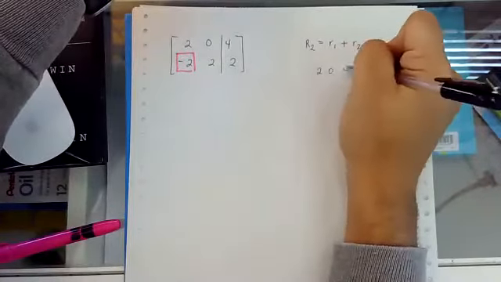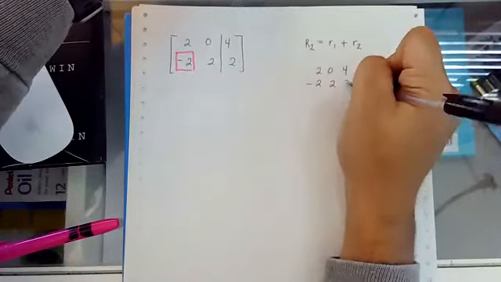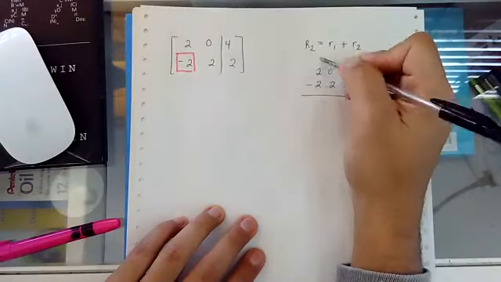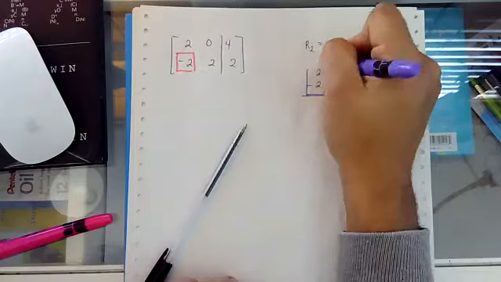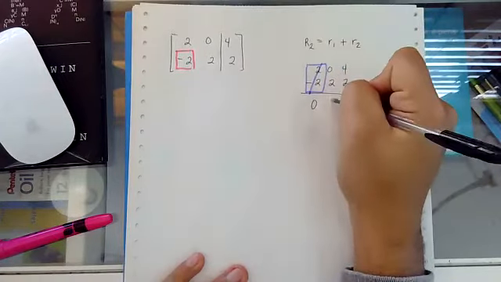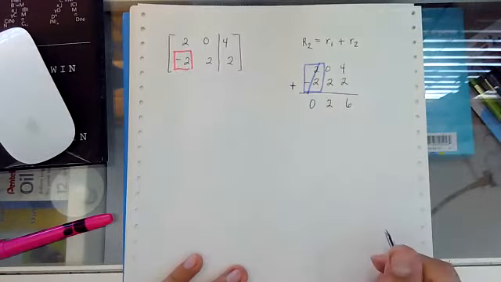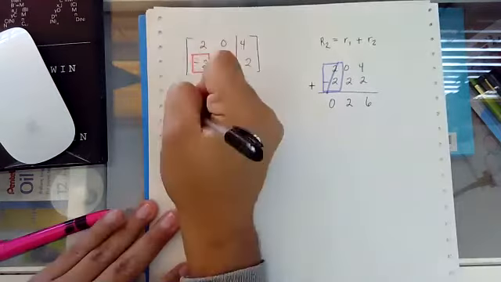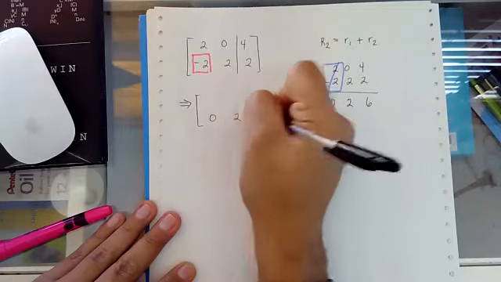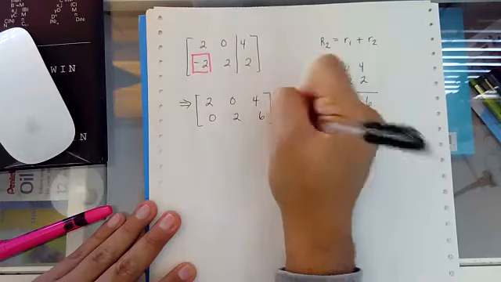So we would have 2, 0, and 4, and then we're adding -2, 2, and 2. So this first set of numbers cancels out. So we get 0. 0 and 2 is 2. 4 and 2 is 6. Again, we're just adding. So the resulting matrix is going to change row 2 to 0, 2, and 6, where we have 2, 0, and 4 up here.